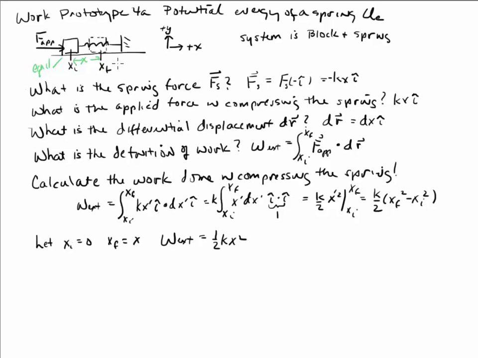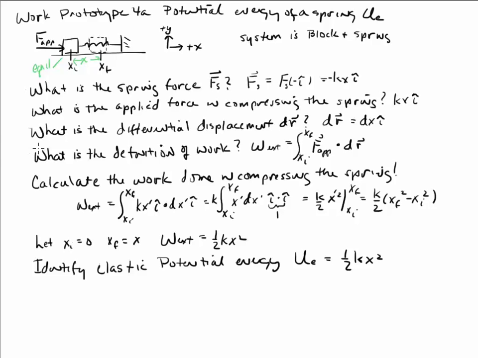Notice that whether I displace it positively or stretch it in the negative direction, it is still positive work being done, because of the x squared. We identify elastic potential energy, UE, as equal to 1/2 kx squared, where x is the displacement from equilibrium.